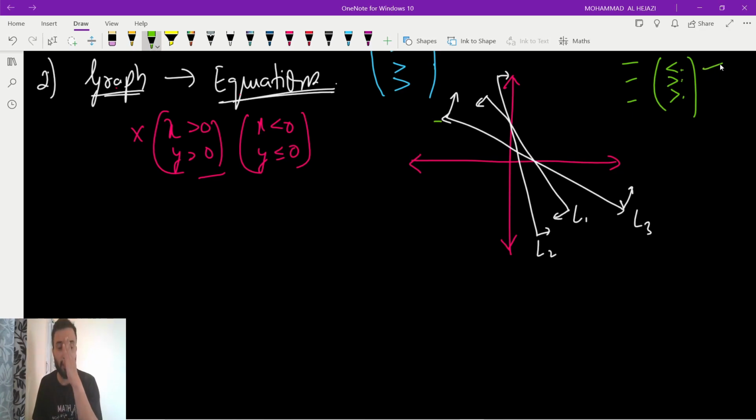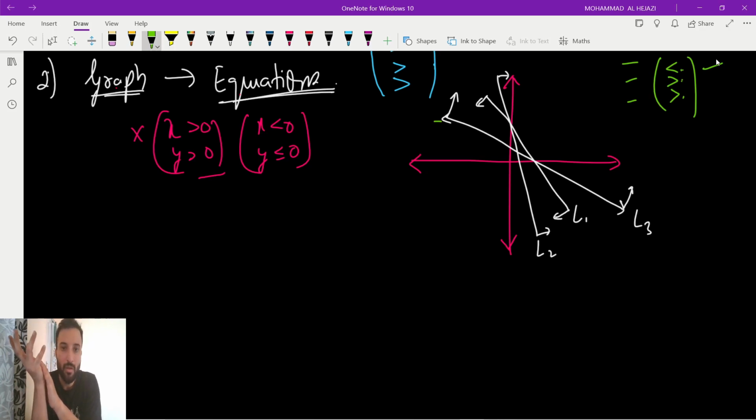Okay, so understand the first thing: from the equation we have to find the graph. So we will see the symbol. If all are greater than, it means the outer region. If all are smaller than, smaller than symbol means at the corner. If it is mixed, we have to check.